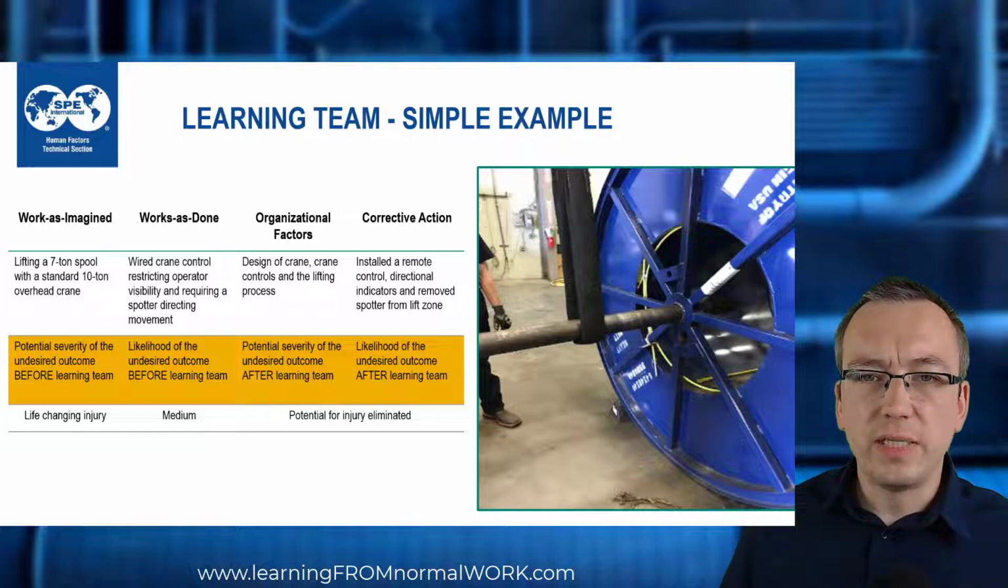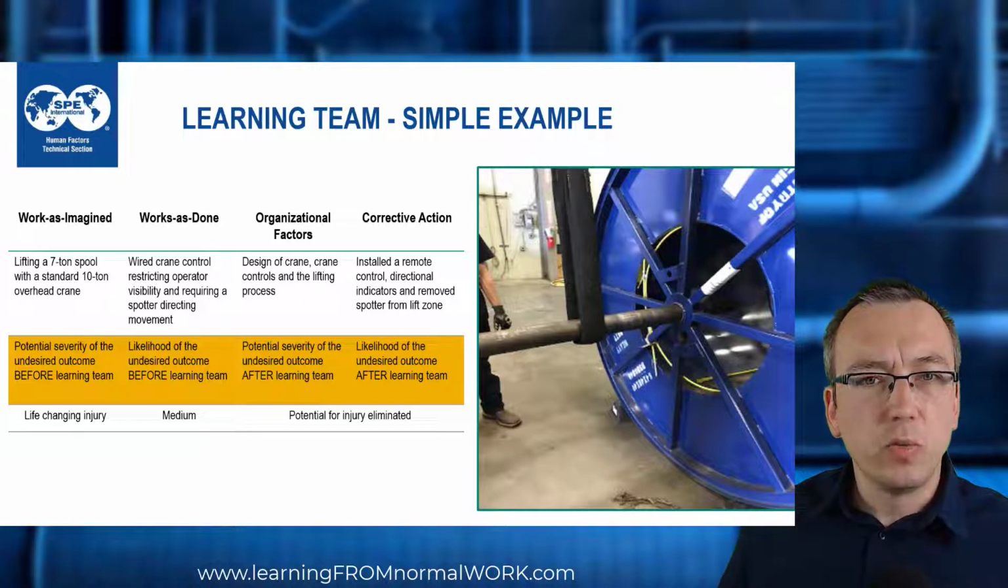One of the things that we picked up on was that the operator was a little too close to the spool, and the reason was the crane control was a cable type system, which was limiting where the operator could stand and what he could see, therefore requiring a spotter. Please note how the operator was forced by the work environment to be close to the line of fire.